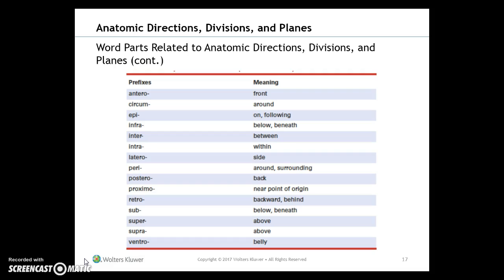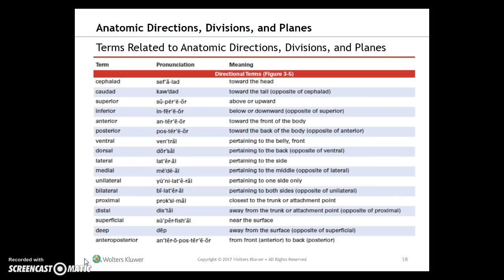Here we're going to see some prefixes related to anatomic directions, divisions, and planes: antero, circum, epi, infra, inter, intra, latero, peri, postero, proximo, retro, sub, super, supra, and ventro. Terms: cephalad, caudad, superior, inferior, anterior, posterior, ventral, dorsal, lateral, medial, unilateral, bilateral, proximal, distal, superficial, deep, and antero-posterior. I'm going to stop here and we'll move to the next section.